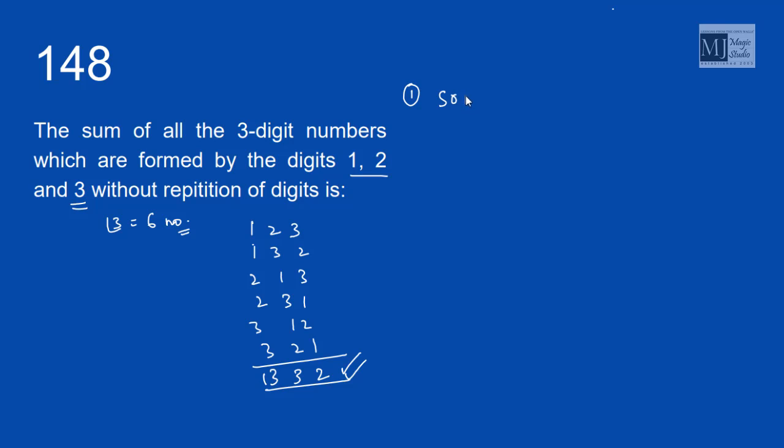Step 1: find the sum of digits and multiply it by factorial (n minus 1). In this case, our sum of digits is 1 plus 2 plus 3, that is 6, and we need to multiply it with factorial 3 minus 1, that is factorial 2. 6 into 2 is 12.